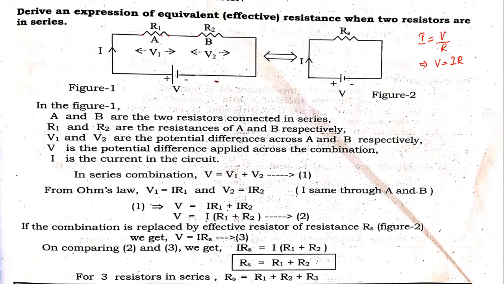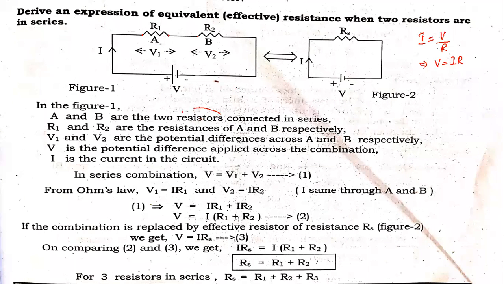We have connected two resistances here. Figure explanation: let A and B be the two resistors connected in series. Let R1 and R2 be the resistances of A and B respectively.